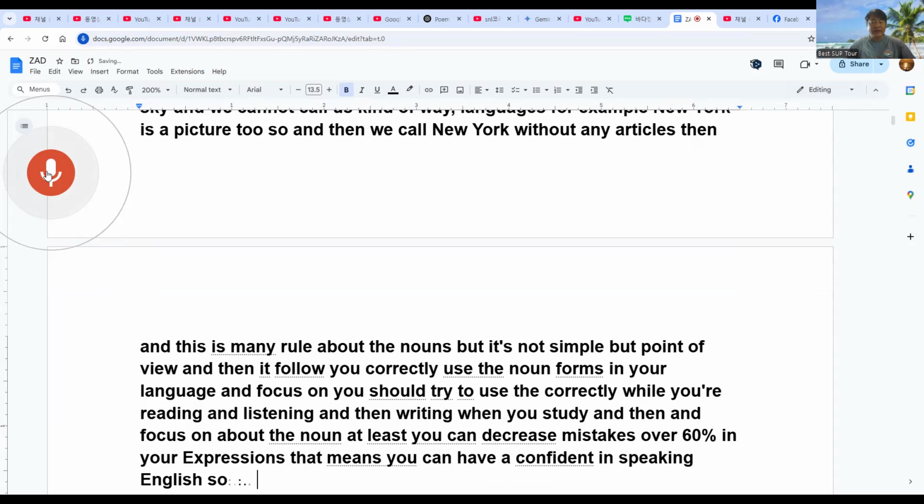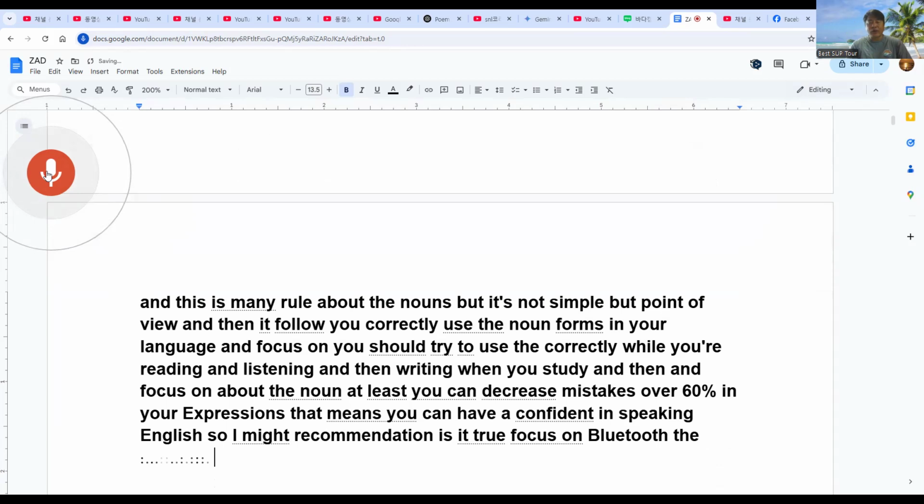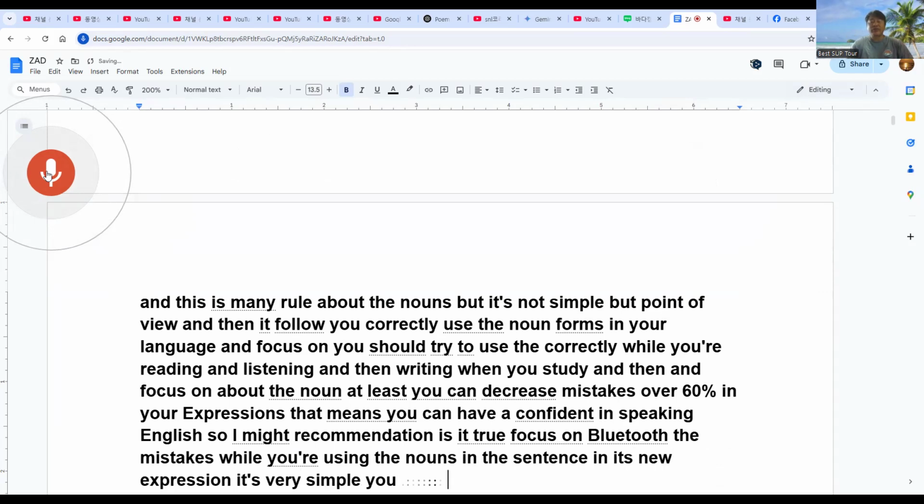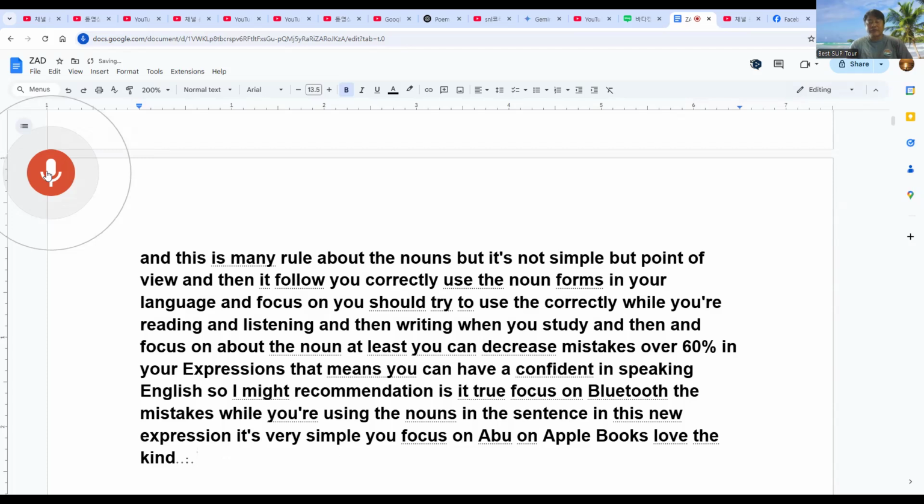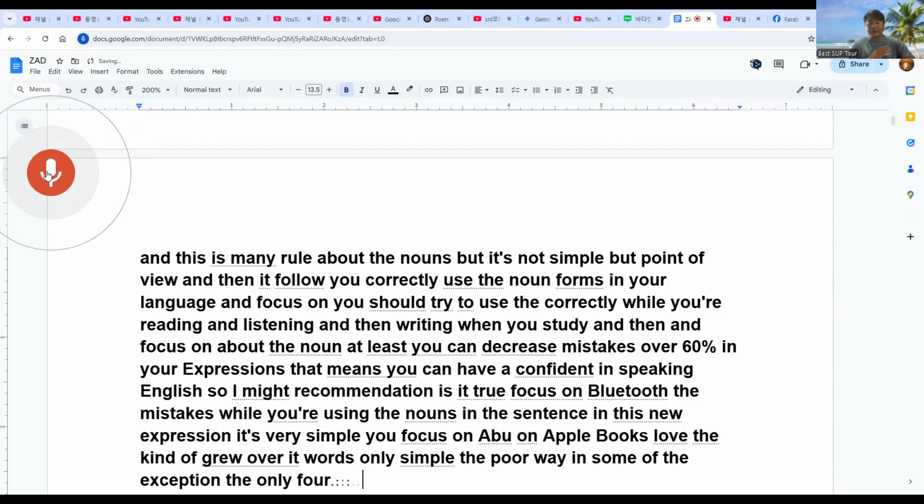So my recommendation is to focus on reducing mistakes while you're using nouns in sentences. It's very simple. You focus on a book, an apple, books, love, the kind of group of words. It's only simple. There are only four patterns of nouns used in the sentence, with some exceptions.